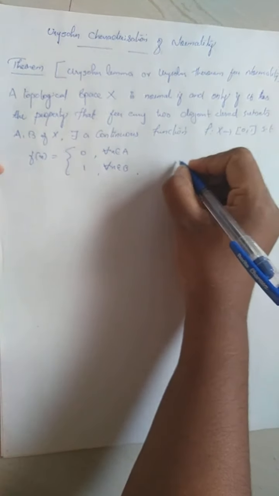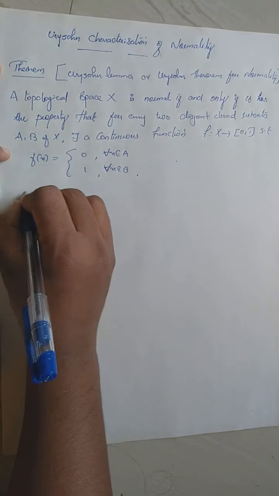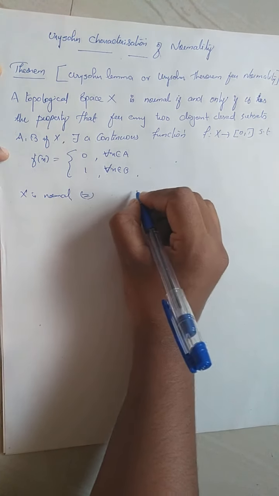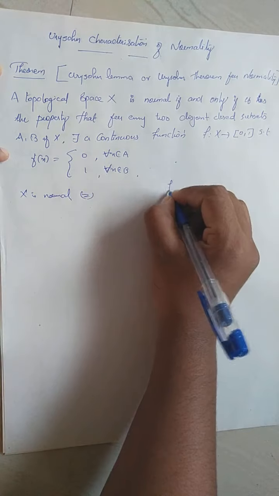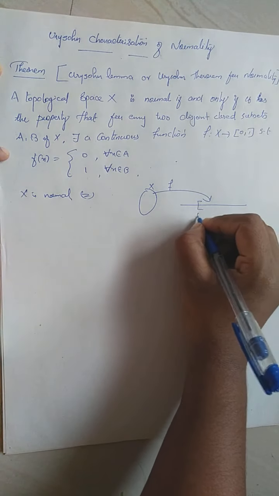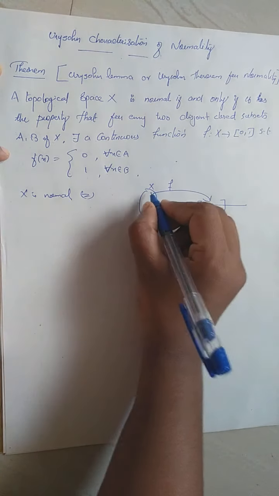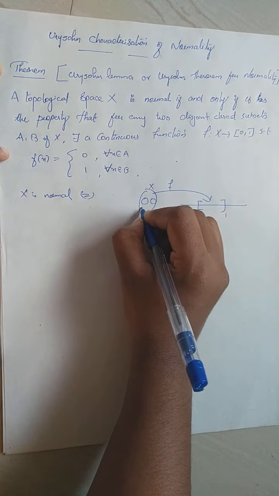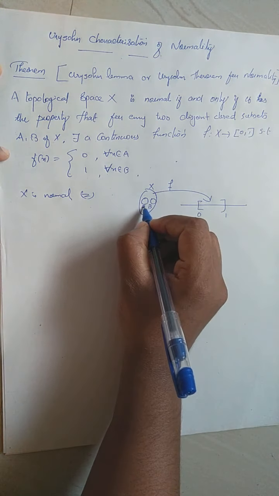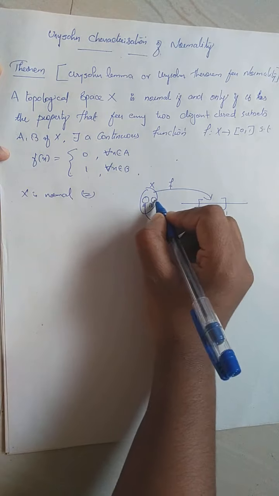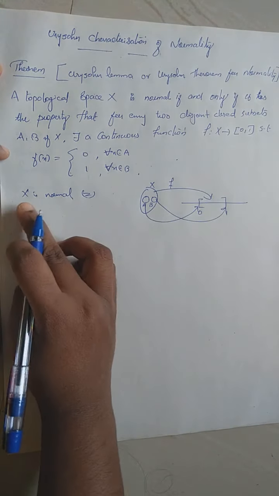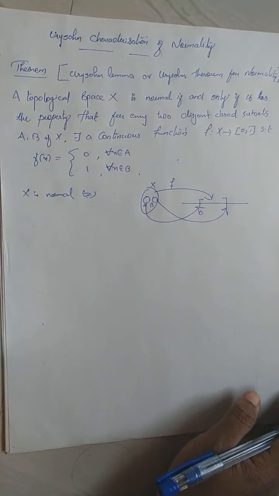So this theorem says that X is normal if and only if there exists a function f, a mapping from X to the real line, actually with range the closed interval [0, 1], such that if you consider any two disjoint closed sets A and B of X, the function maps every element of A to 0 and every element of B to 1. So when such a function exists, the space will be normal. When the space is normal, such a function will exist.